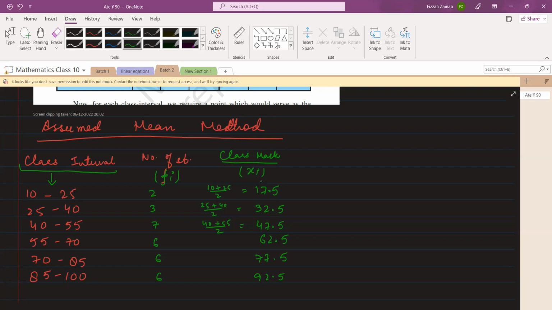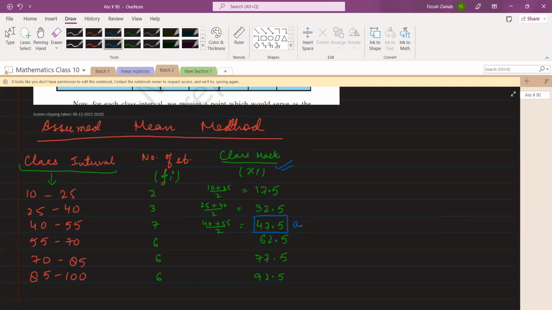Okay, that was the direct method. In the assumed mean method, out of these values, we can assume any number. So let's say I assume this one. Let's say this is my assumed mean and I denote it by A.